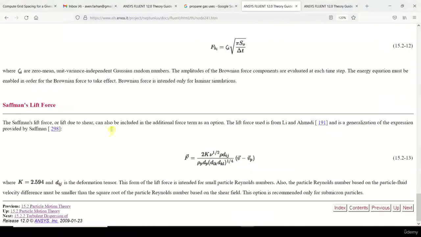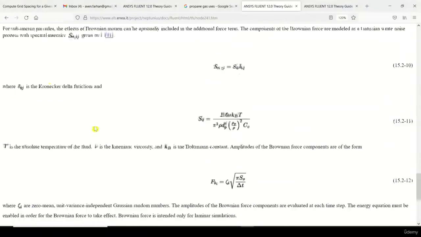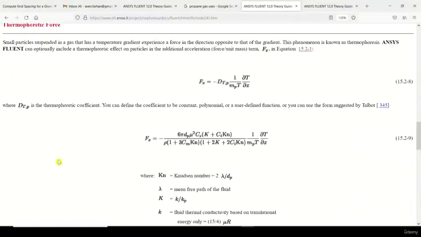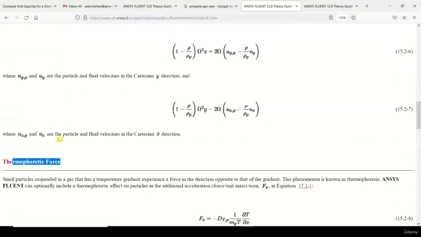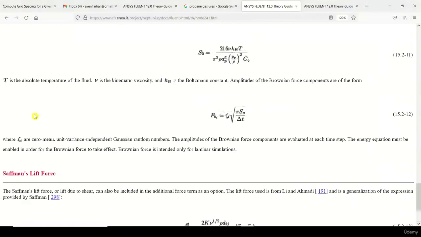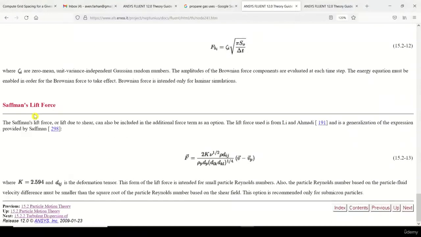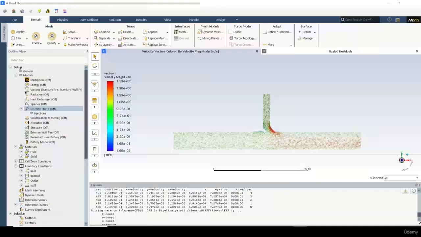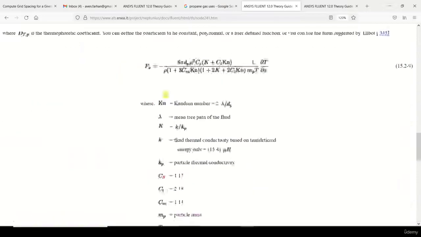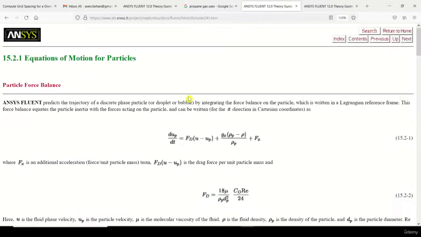So these are the different forces: Saffman's force, Brownian force, and you'll be having one more over here, thermophoretic force. If you want to include all these forces in your particle dispersed phase calculation, then you just have to turn them on over here with a simple tick, and these equations get activated in the background. Clear? Let us pause this video, and now move to the next video and perform the technical setup over here.